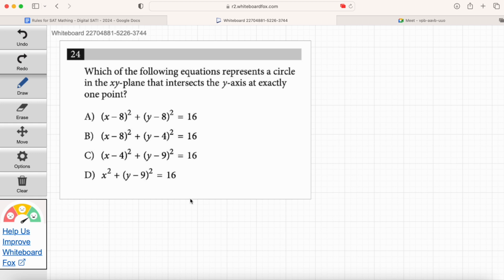Don't try to interpret these equations. Don't try to graph it. Just punch them into Desmos and see which circle intersects or touches the y-axis at 1 point. That's it. Does that make sense? Yes. I want you to do this on your own. Anybody watching the recording as well, do this on your own. We'll do it together here in just a moment. But first, do it on your own.